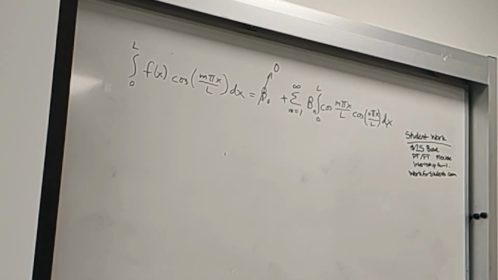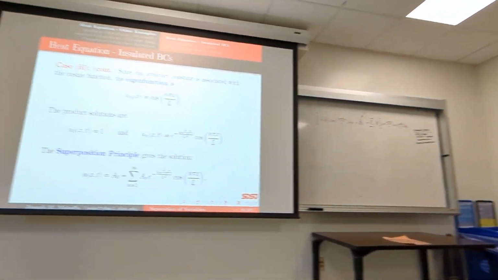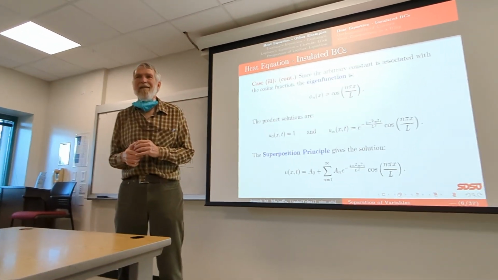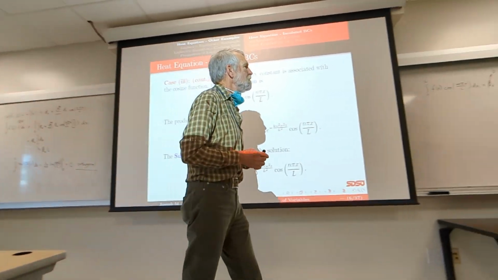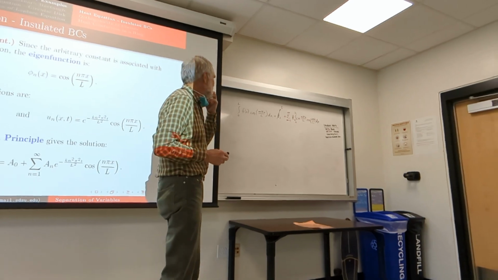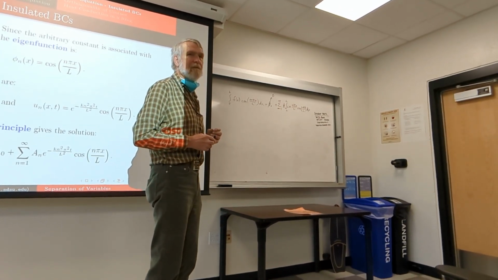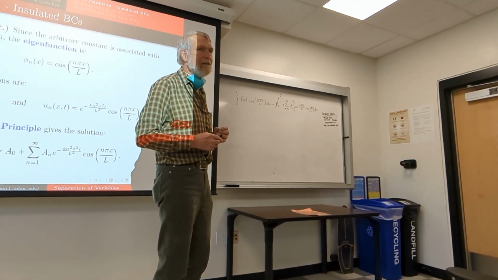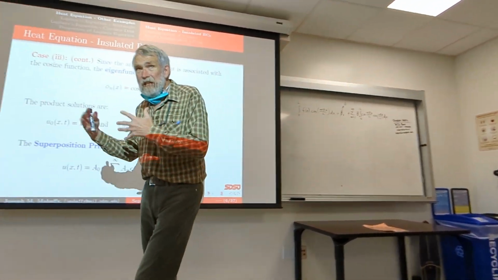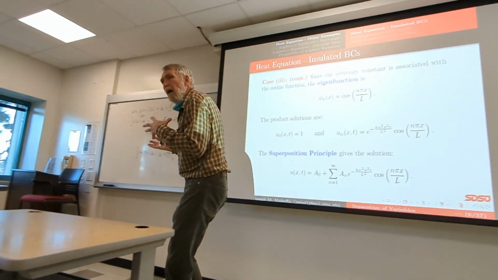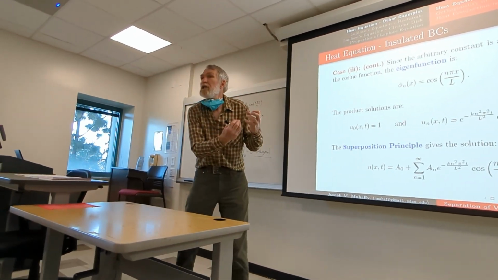I have a certain blackboard behind this, so I missed some of this stuff. Yes? Why is it important to evaluate f of x cosine m pi x over L dx? That's going to be our Fourier coefficient. Sorry, f of x is still unknown, right? That's part of the problem. That initial condition comes in here.